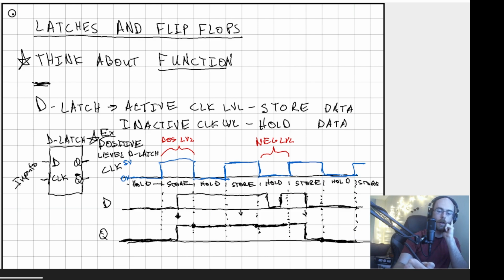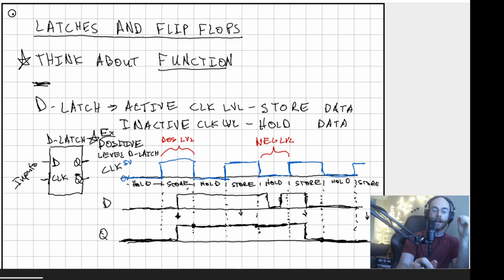Then we have another store. So that means we take whatever is here and we bring it down. In this case, we're just getting to the end of our example. Now notice here, what's going on? We started off by holding what we had. Then we copy in exactly whatever D is. That's the storing of the data. And why are we storing it at this section here? It's because that is the active clock level. We store during the active clock level.